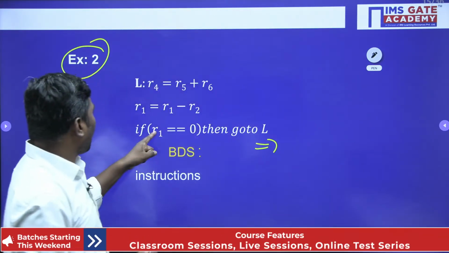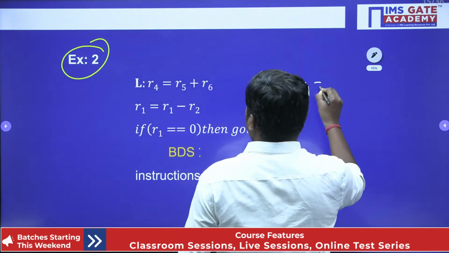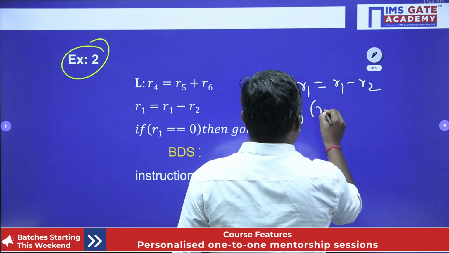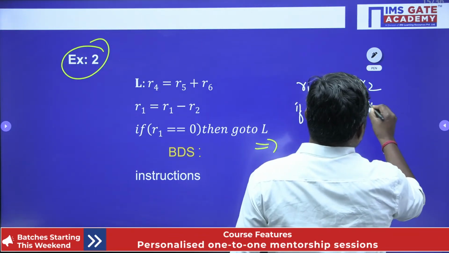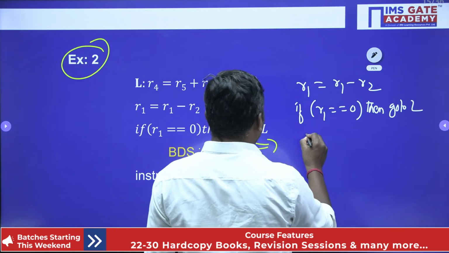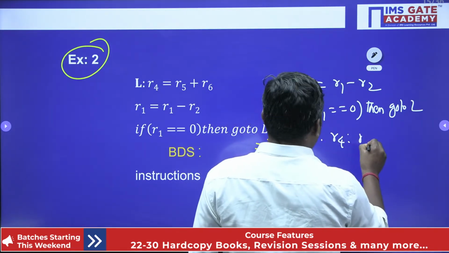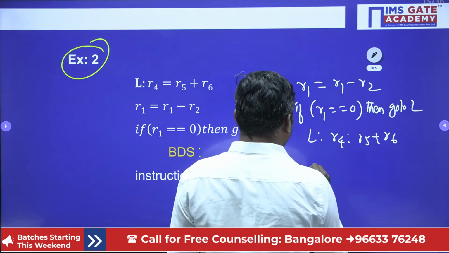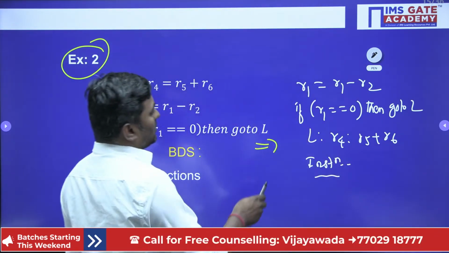So now R1 is required, but this is not required, right? So what can I do? R1 = R1 - R2. If R1 = 0, then go to L. When the condition is in a branch delay slot, what will I move into it? So L: R4 = R5 + R6. Then some other instructions here. Yes, that's it. So I moved it here.